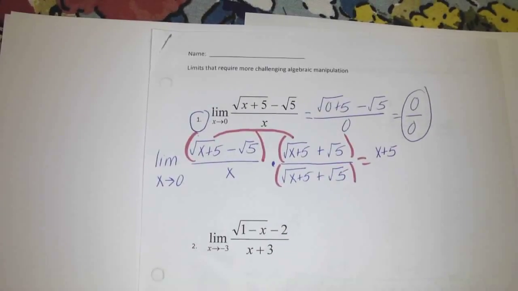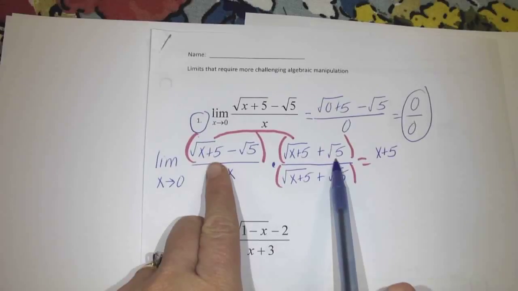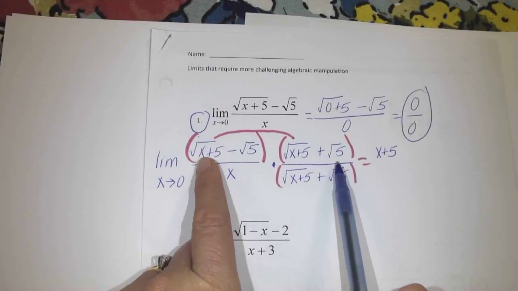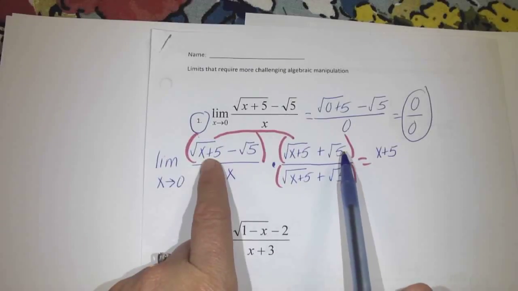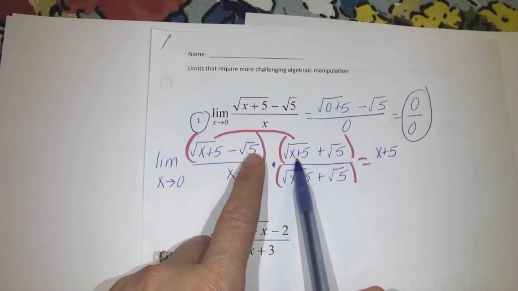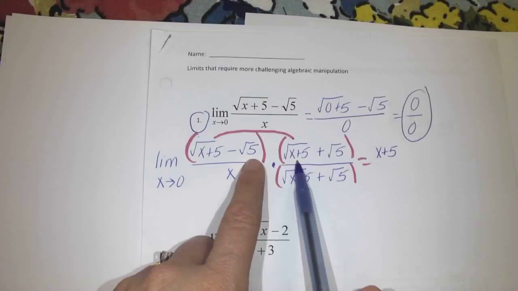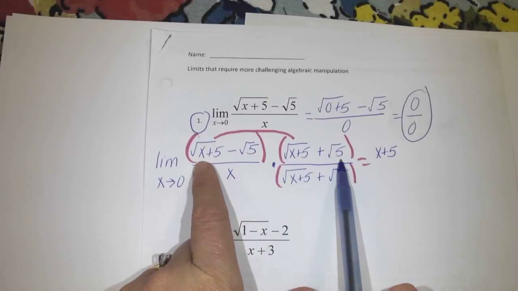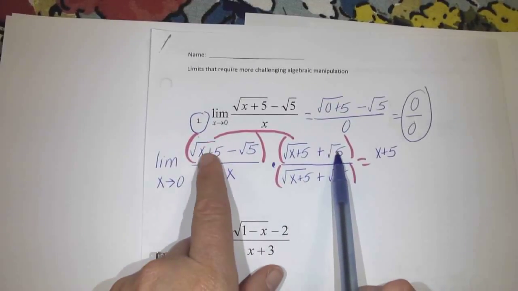The next thing I'm going to do is I'm going to look at the outside right here. And if I do square root of x plus 5 times the square root of 5, I get positive square root of x plus 5, square root 5. But when I do this in here, I get the same thing, but it's a negative square root 5 times the square root of x plus 5. They cancel each other out. That's the beauty of multiplying by the conjugate. You don't have to do the outside-inside.